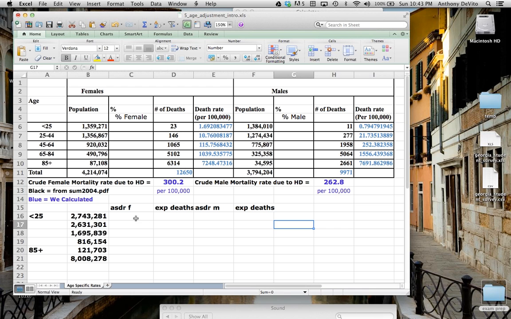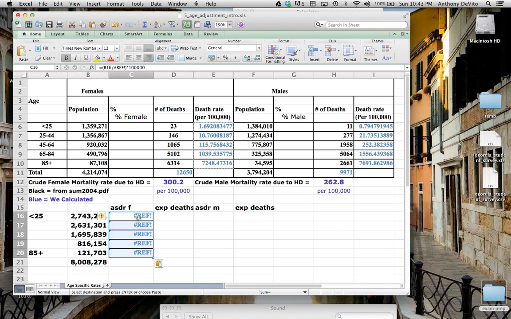Okay, so what's the age-specific death rate for females? Here it is right here. These numbers right here are the age-specific death rates per 100,000. So I'm going to copy that in there. What did it not like? What did I do there? Oh, I know what it did. Okay, I'm going to hit escape. This is based on putting it over. Actually, it should have worked. That's okay. I don't care.